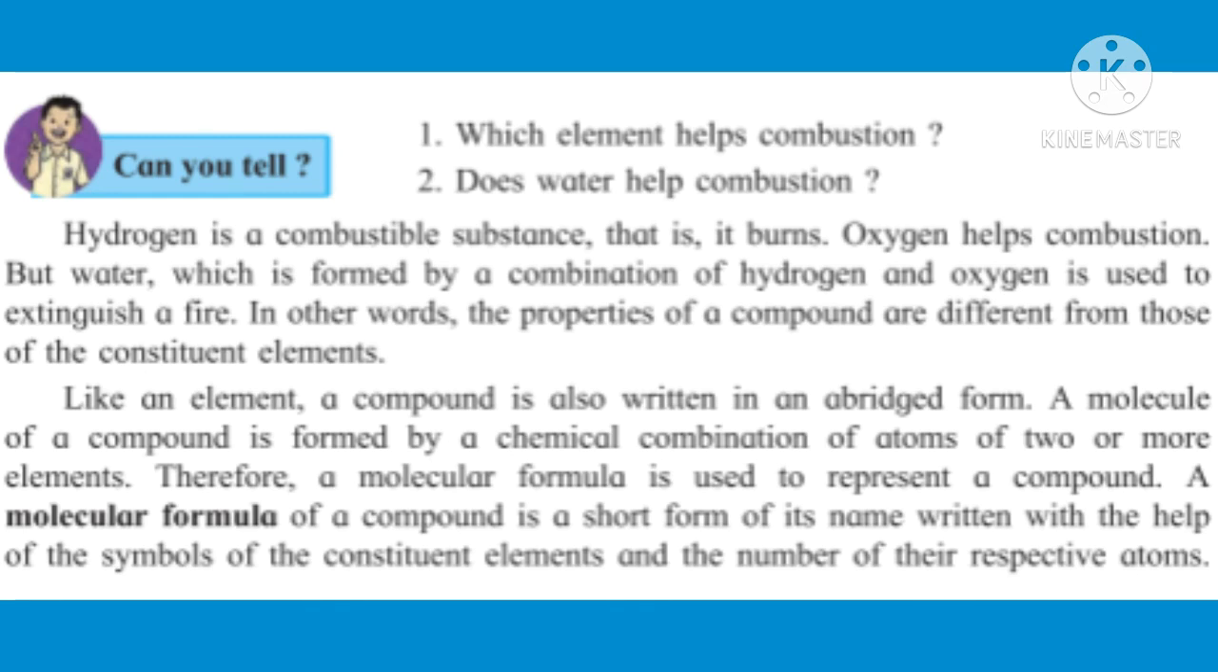Like an element, a compound is also written in an abridged form, in short form. A molecule of a compound is formed by a chemical combination of atoms of two or more elements. Therefore, a molecular formula is used to represent a compound. A molecular formula of a compound is a short form of its name, written with the help of the symbols of the constituent elements and the number of their respective atoms.